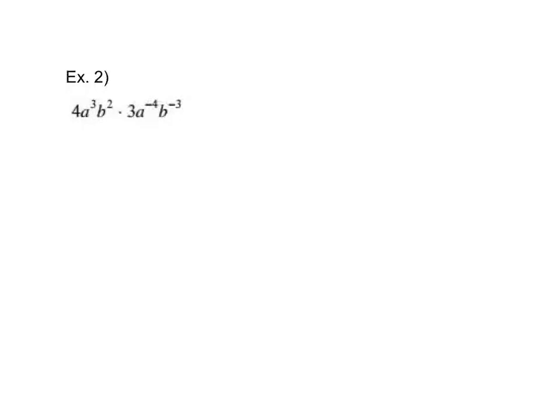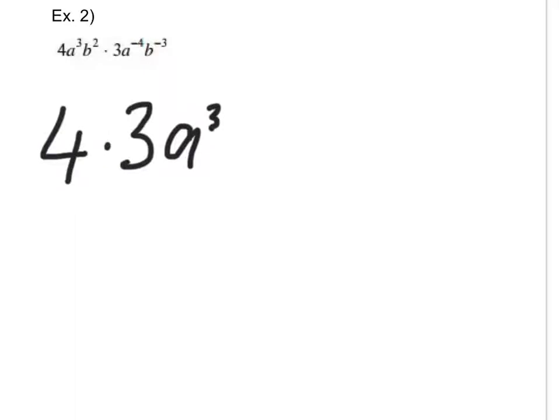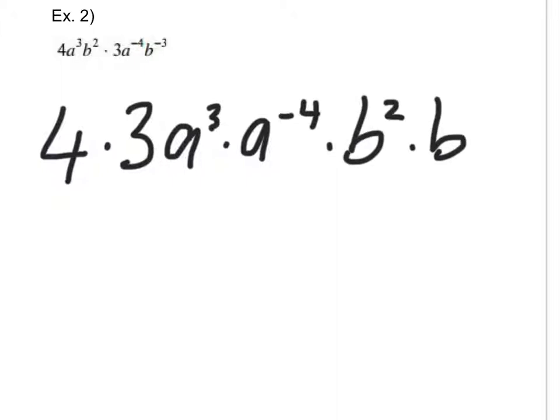Here's another one, slightly more tricky, or maybe considerably more tricky, depending on what you think. So it's multiplication. So here, let's have a look and see what we can do. So I'm going to write them out in order, and I'm going to put the corresponding base numbers beside each other. So first of all, I'm going to put the numbers together. 4 times 3. Then we have a cubed times a to the minus 4. Then we have b squared times b to the minus 3.